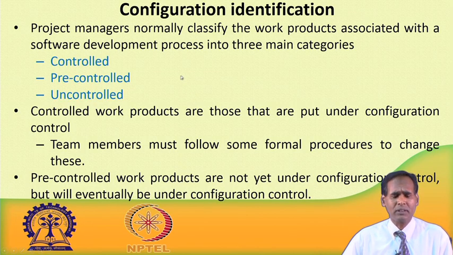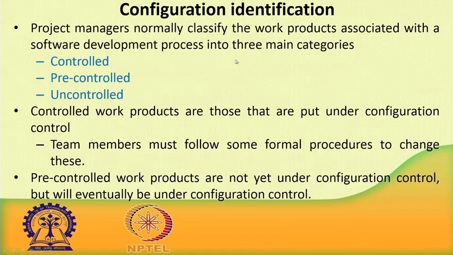So, the project managers normally classify the work products associated with a software development process into three main categories. The work products could be, as I have already told, SRS document, design document, codes, test plans, etc., or the design test cases. They are the work products. They can be divided into three categories: controlled products, pre-controlled products, and uncontrolled products.